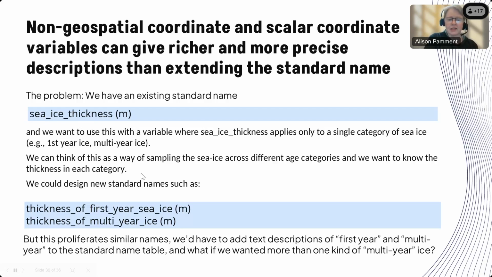We could try and write that into a standard name. So you might come up with different standard names such as thickness of first year sea ice, thickness of multi-year sea ice, and so on. But again, that proliferates standard names. And also, you'd then have to start thinking about, well, what's first year sea ice? What do we mean? Does it mean it's exactly a year old? Is it something between 6 months and 18 months old? We'd have to start defining all of that and writing that into the standard name descriptions. And also, it's written in those descriptions. It's not very machinable. It's not so easy to get at that metadata when you're analyzing your data.